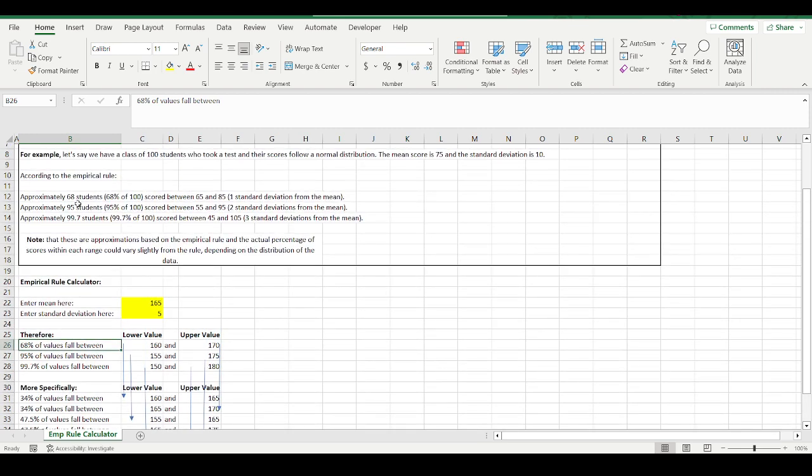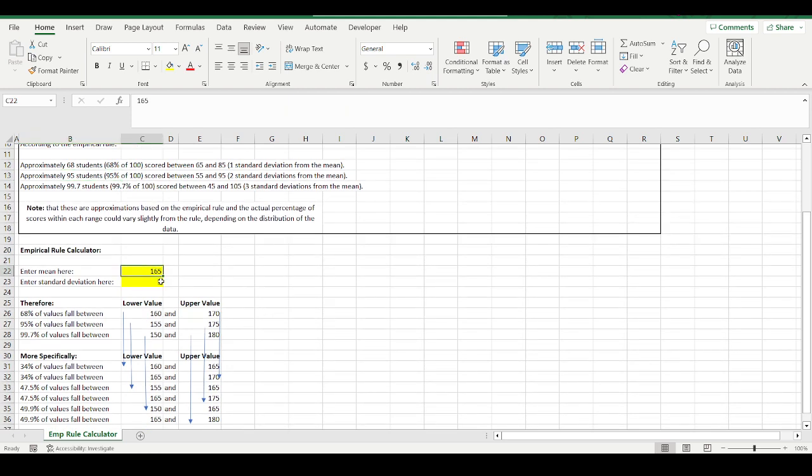What's more, we know if we move 2 standard deviations away from the mean, so remember the mean, 165, so minus 2 times 5, 10, right? We know that 95% of students are going to be between 155 and 175, right?